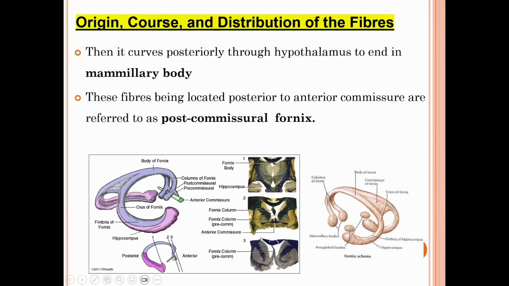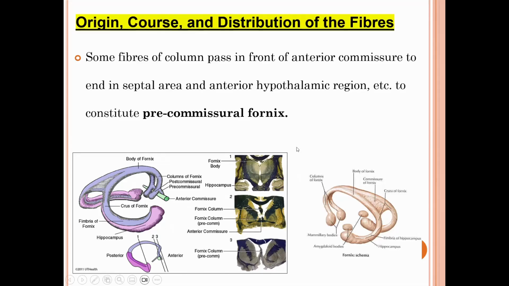commissural fornix. Okay, there is something known as post-commissural and pre-commissural fornix, because that is the division by the anterior commissure. Remember, anterior commissure was an example of commissural fiber, and we are talking here about the projection fiber. Then you can see pre-commissural fornix. I have shown you. So this is pre-commissural fornix, this is post-commissural fornix.